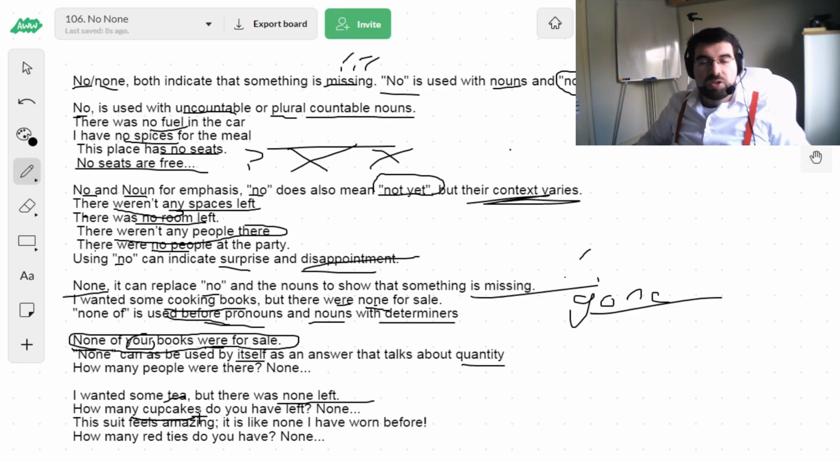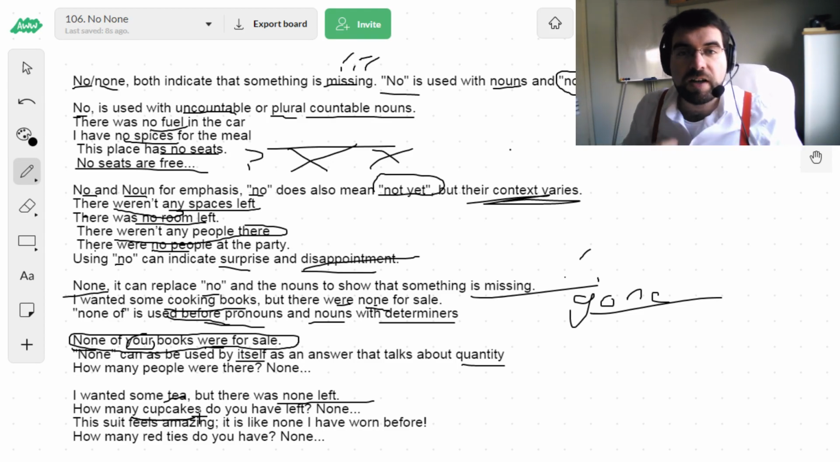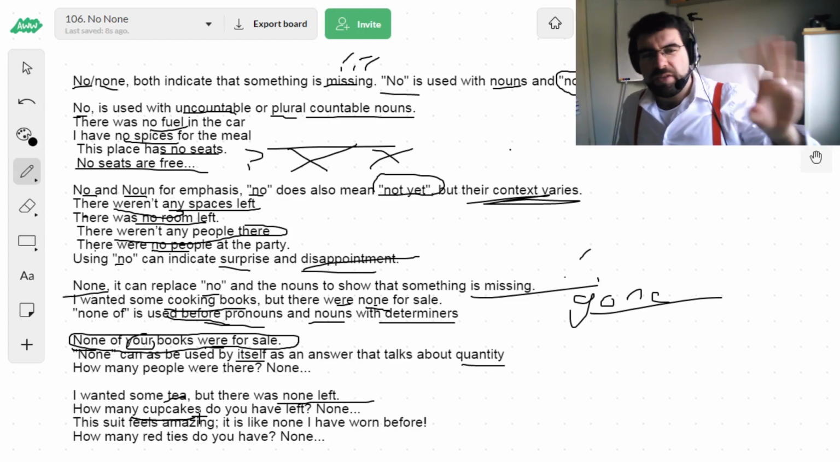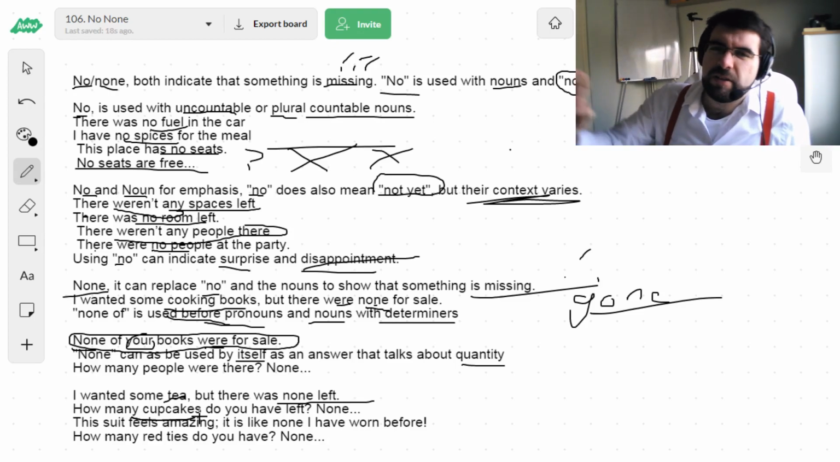I wanted to buy a new chair. But I could not find any. There was none that looked interesting. I could not find the one I wanted. No, I don't want that one.